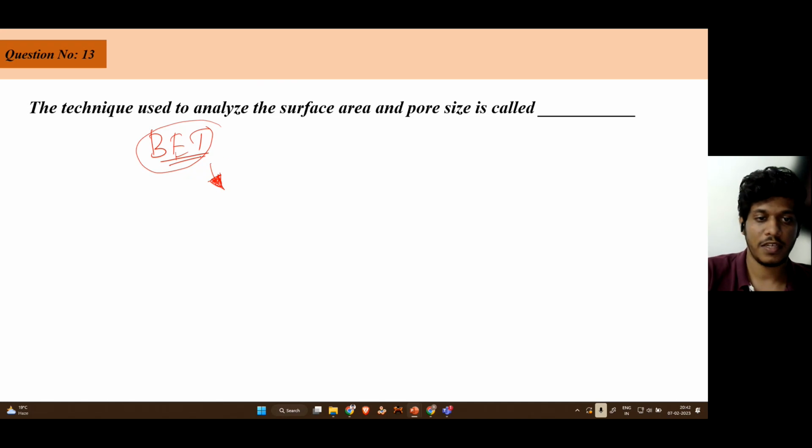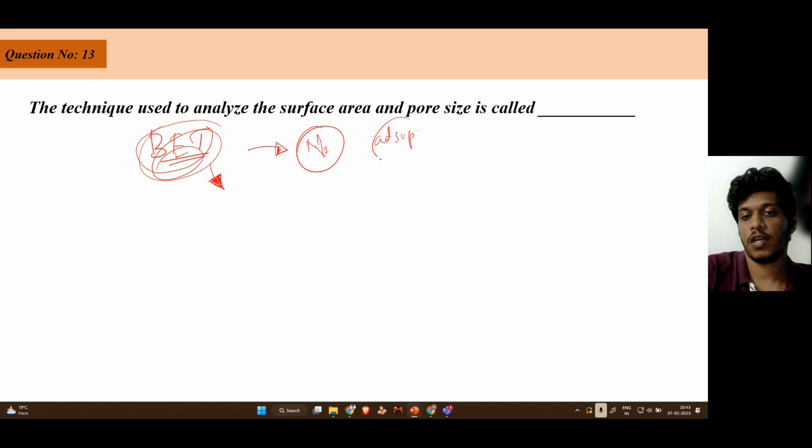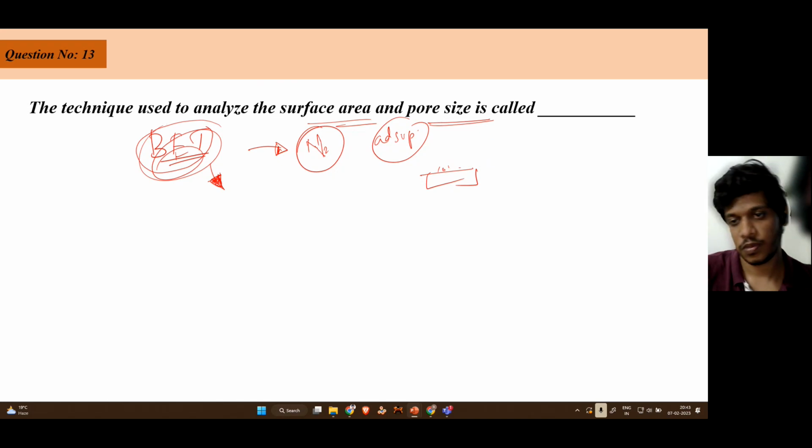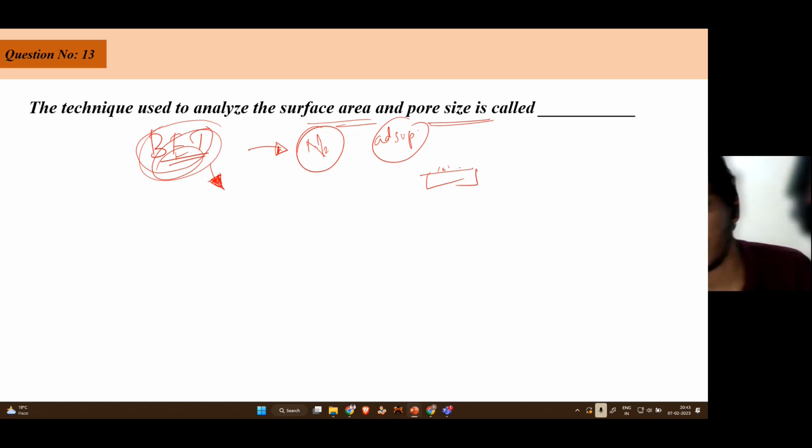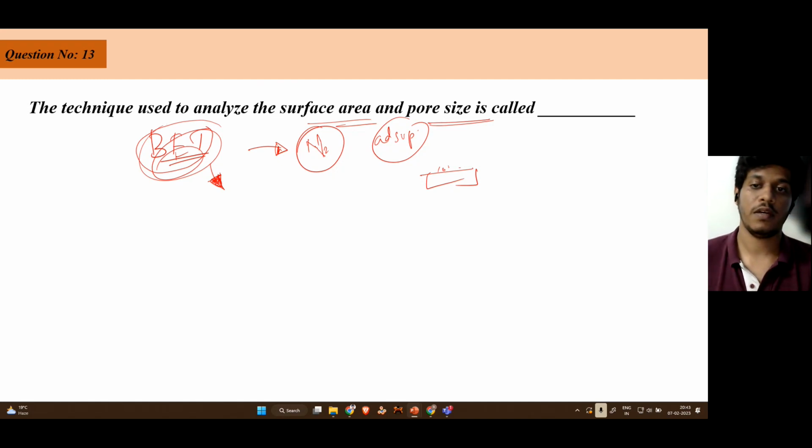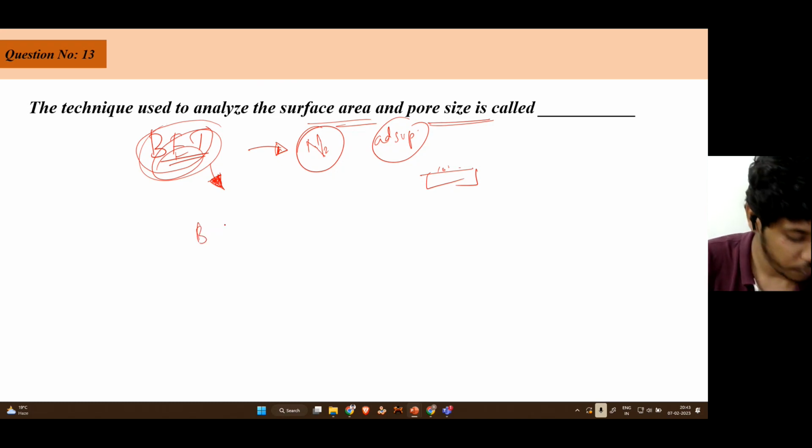Now, the technique that is used to analyze the surface area and pore size is called BET, which depends on some gas, generally nitrogen, to understand the adsorption of nitrogen onto the material surface, by which we can get information about the surface area and the size of the pores within the material. So these are the two generally studied parameters using BET.